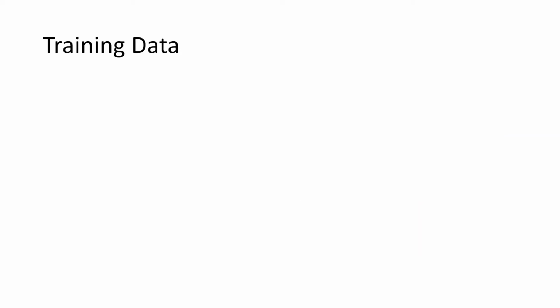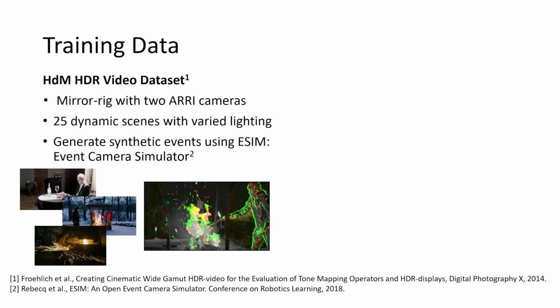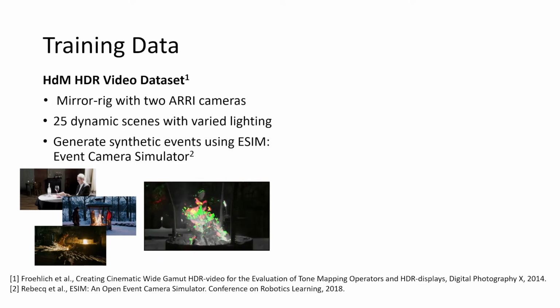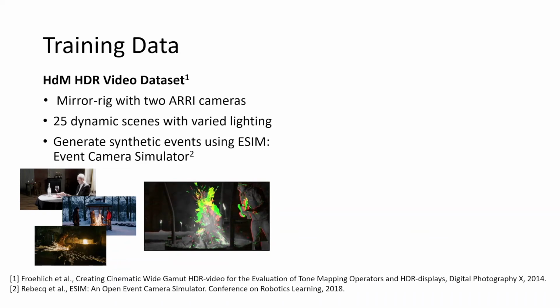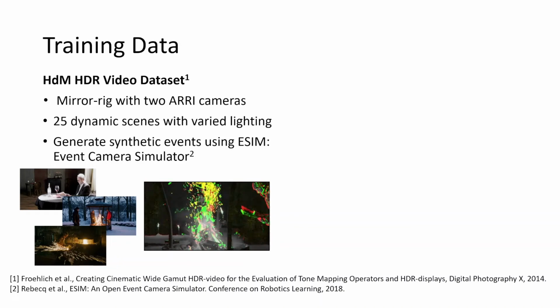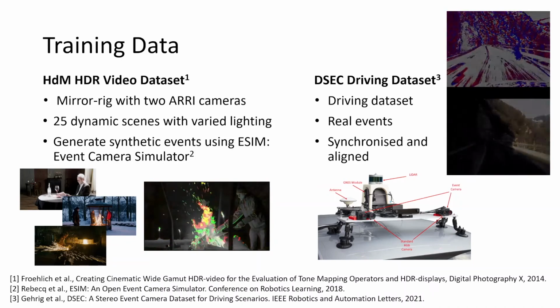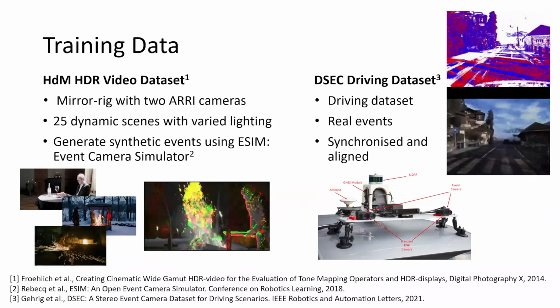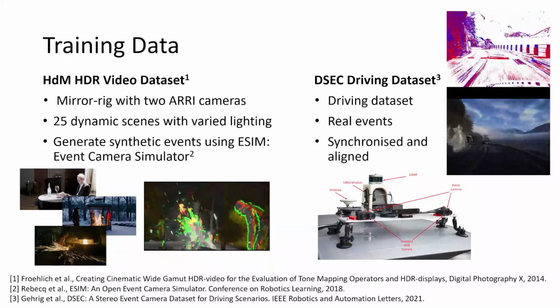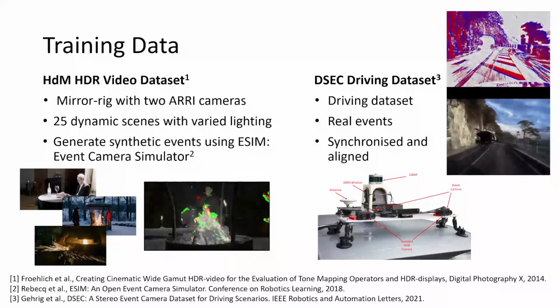Because there are no publicly available datasets containing both bracketed low dynamic range images and event streams, we consider the following two datasets with synthetic and real-world event data to train and evaluate our model. First, we use the HDM HDR video dataset, which consists of ground truth HDR video captured using two ARRI cameras in a mirror rig, for which we generate synthetic events using eSIM, an event camera simulator. And second, for experiments using real-world event data, we make use of DSEC, which is a driving dataset containing simultaneously captured events and low dynamic range video.